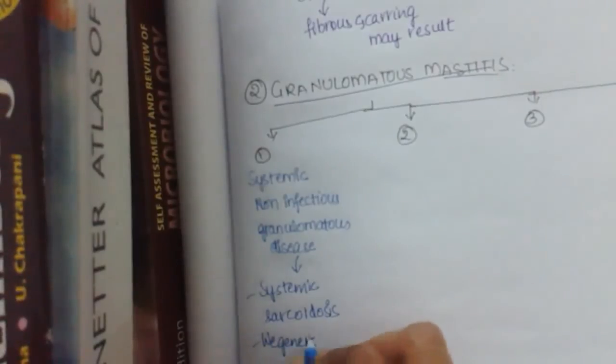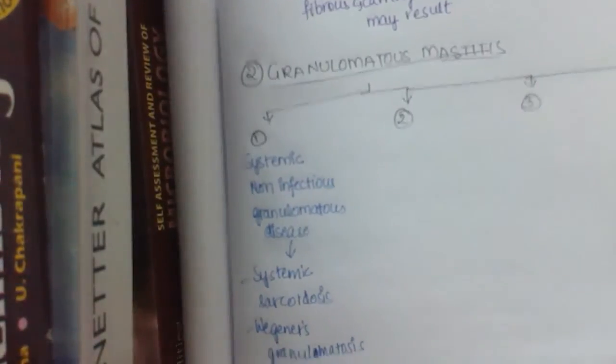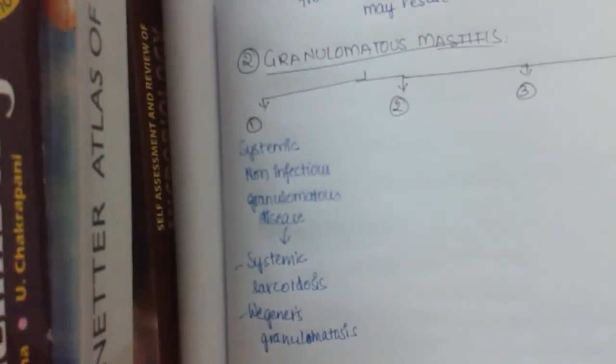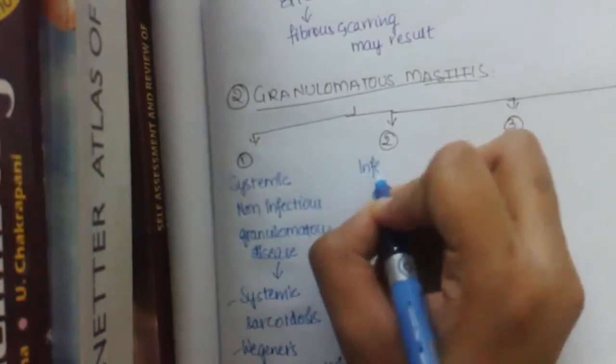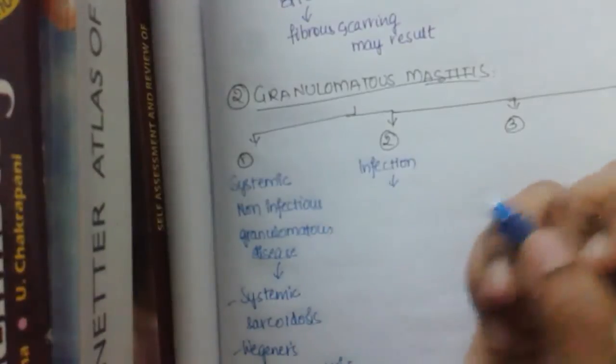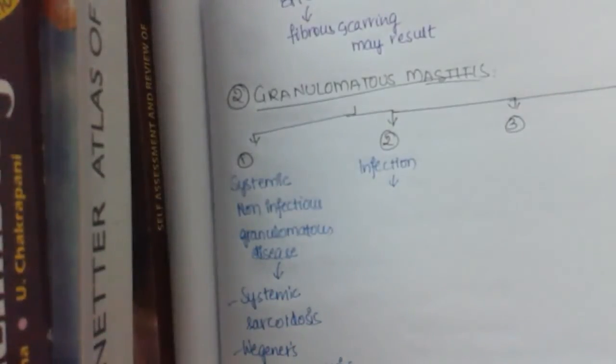Wegener's granulomatosis is a disease with manifestations in lungs and kidney, whereas systemic sarcoidosis is a disease with manifestations basically in the lungs. And it may be due to infections. These infections may infect the breast tissue. Tuberculosis is very common in our country, in India, and tuberculosis of the breast may sometimes be misdiagnosed as breast cancer.